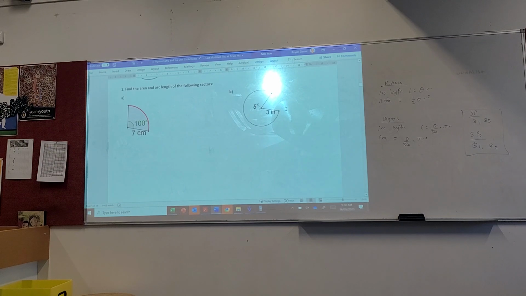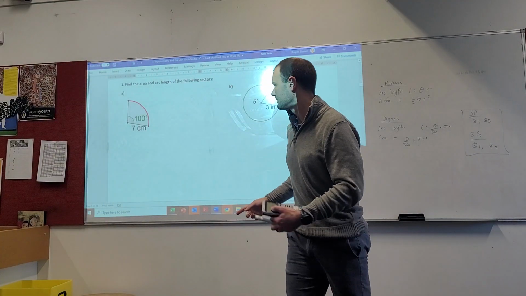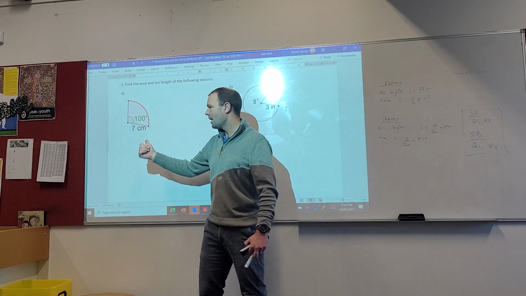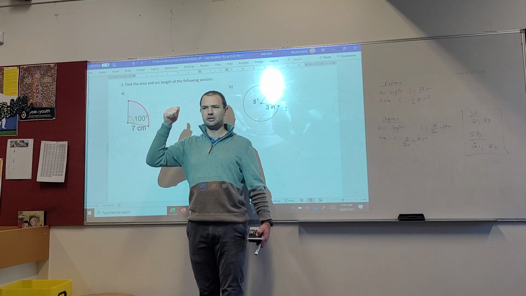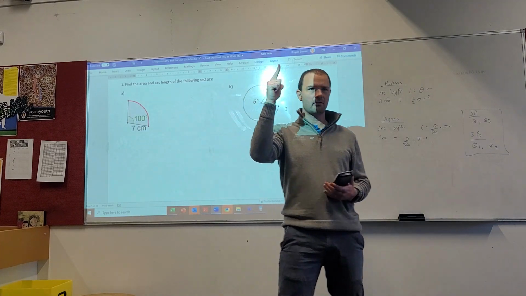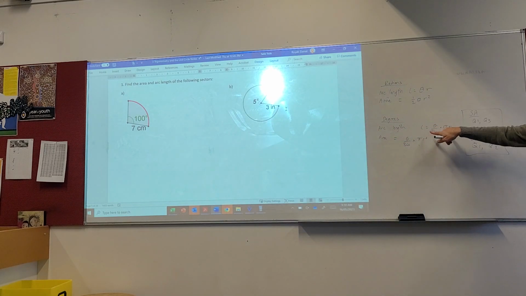So here's the two problems. Find the arc length and area of the following sectors. So here's our first sector, right? It's a portion of a circle. The angle we're presented with is in degrees. So that means when we're finding the arc length and the area, we need to use the degrees formula. So we're using these ones. We'll start with this one.